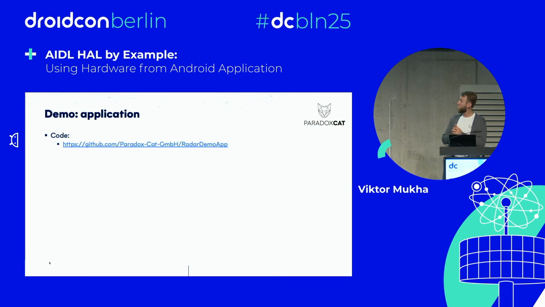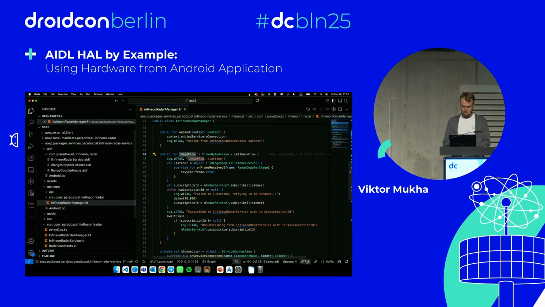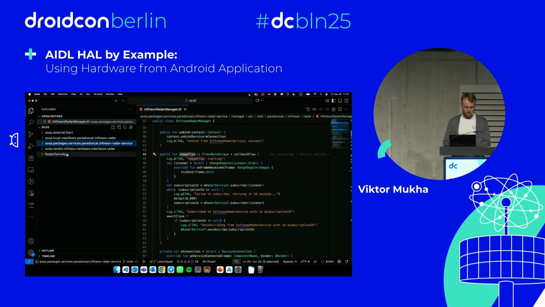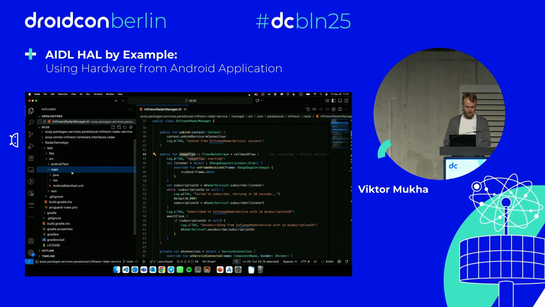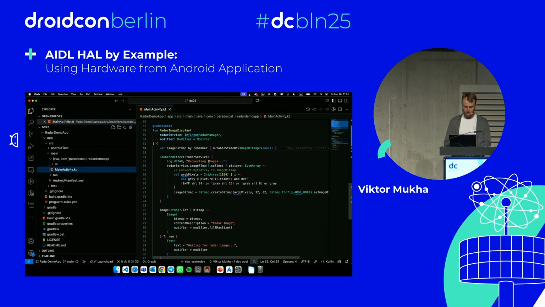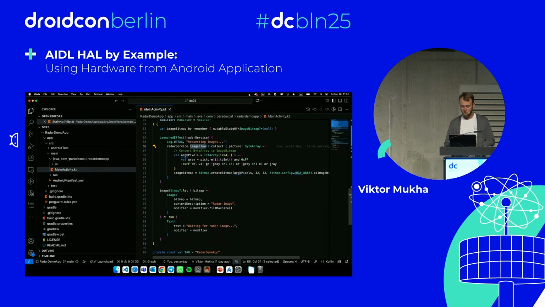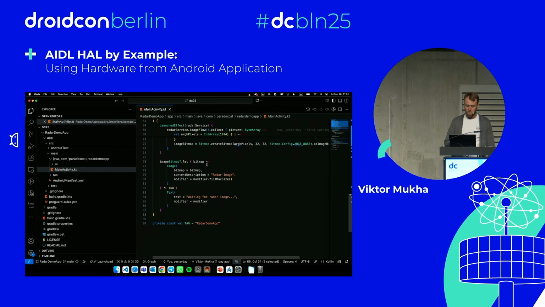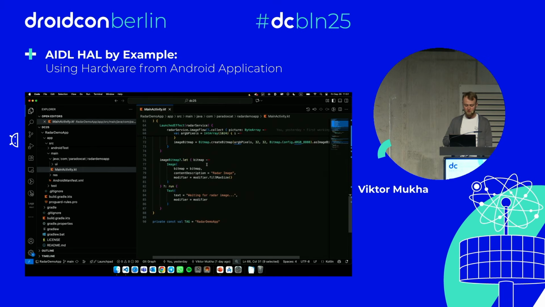Again, now we're coming to the app. Let's see the code for the app. It's a very simplistic Compose app. So the most interesting part is happening here. We're basically collecting this image flow from the manager, transforming this byte array into something useful. We already know the dimensions and everything configured in the sensor, and then displaying it.